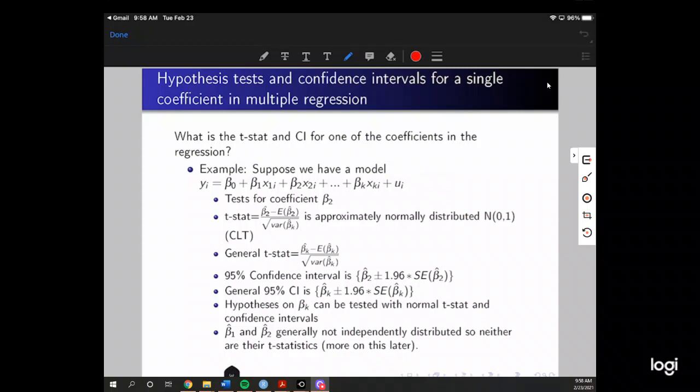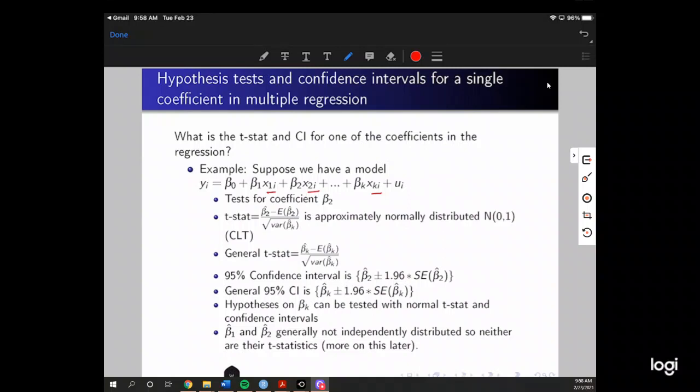So suppose we have a model with k regressors. So we have y regressed on x1, x2, all the way up to xk, where k can equal whatever you want. K could equal 10, it could equal 1,000. So how do we test the significance of beta 2 in this model?